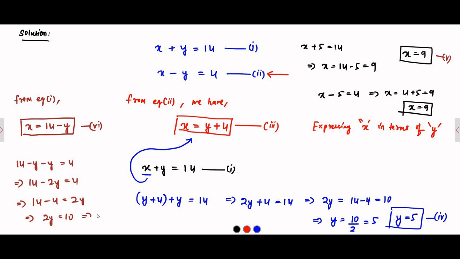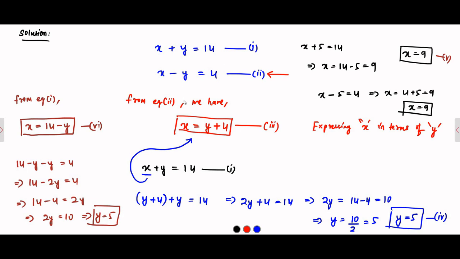That implies y is equal to 5. So here also we have got y equals to 5. Again you can substitute y equals to 5 in any of these and you will get x is equal to 9. So either way you go, whatever substitution you make, you will get the same result.